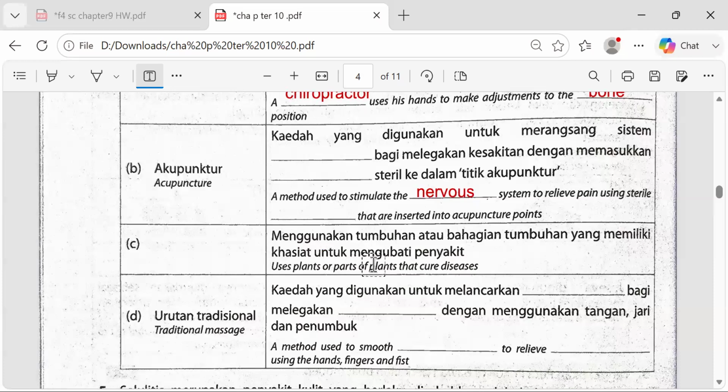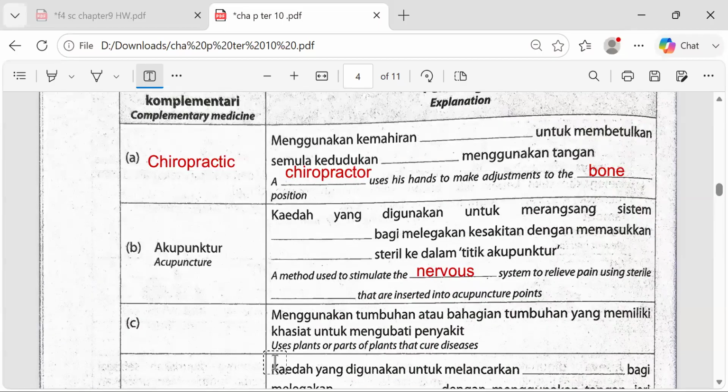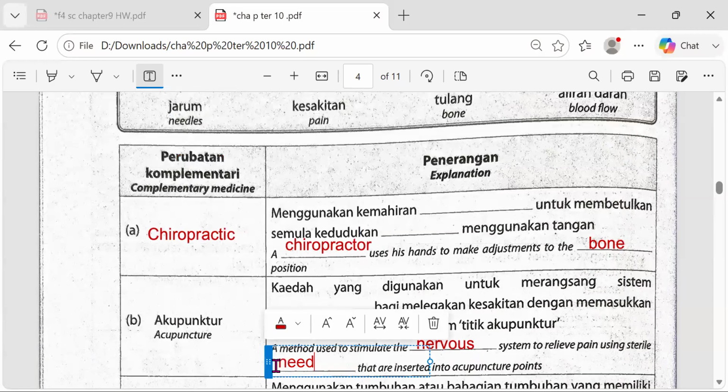Acupuncture is a method to stimulate the nervous system to relieve pain using sterile needles. What does sterile mean? Sterile means disinfected. Nowadays they use new ones in a packet, or you boil the needles. But nowadays people don't boil. They use one time only, then throw away.